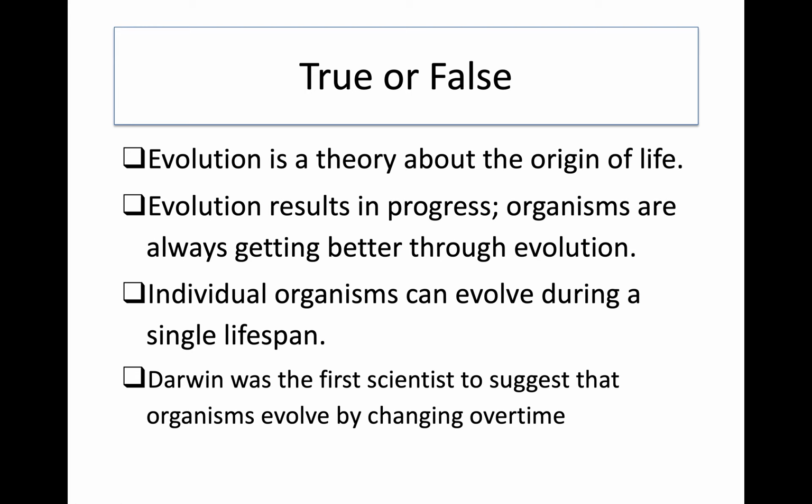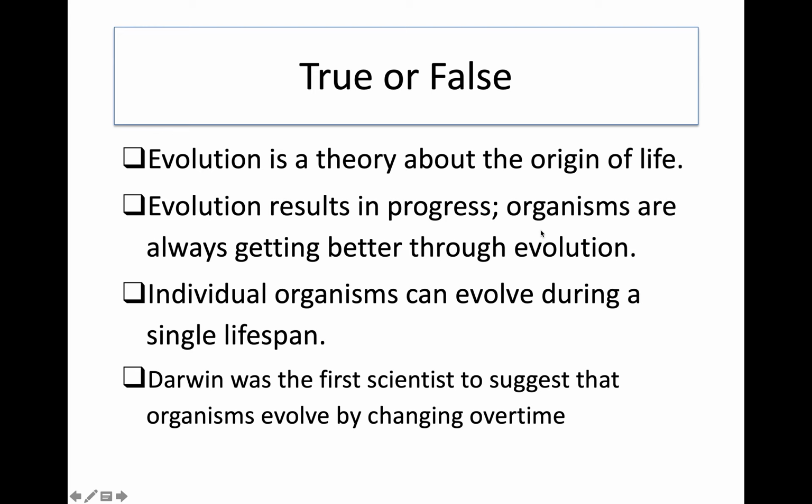Now here are some true or false questions. These are situations and misconceptions that are common about evolution. First of all, evolution is a theory about the origin of life. No, evolution basically describes why there is so much unity within diversity. How is it that there are so many different species, and why do we have so much in common, and how did we start from a limited number of species and get so diverse?